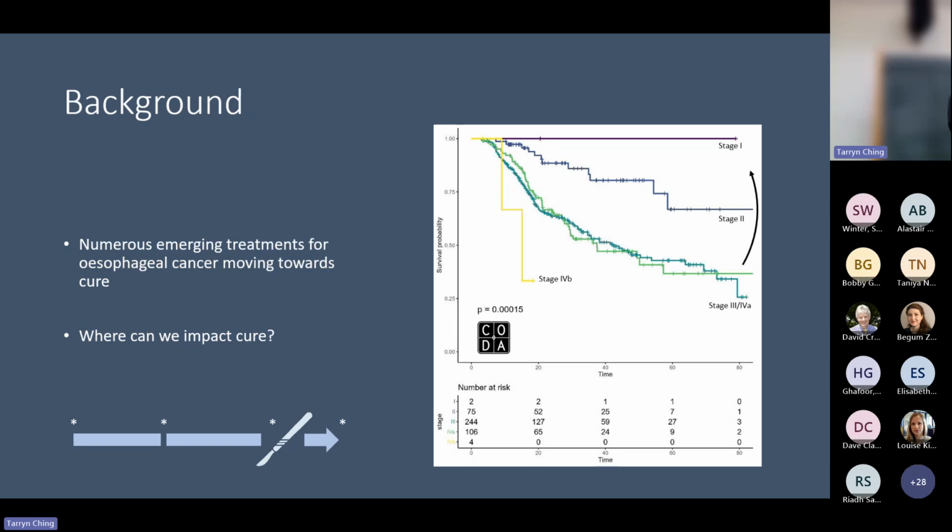So the question really is, where can we impact on cure in esophageal cancer? Obviously, if we can diagnose earlier, then we are looking at earlier stage disease, but I'm not going to talk too much about that because we're surgeons and we get given the patients that we get. So really, our opportunities are sort of displayed graphically in this cartoon down here.